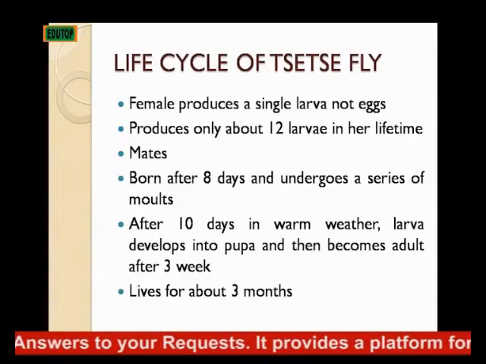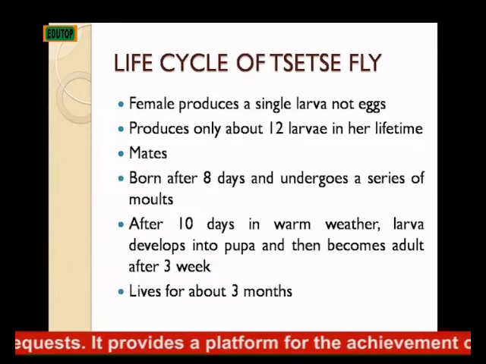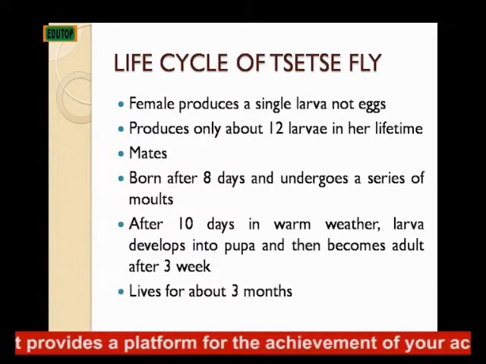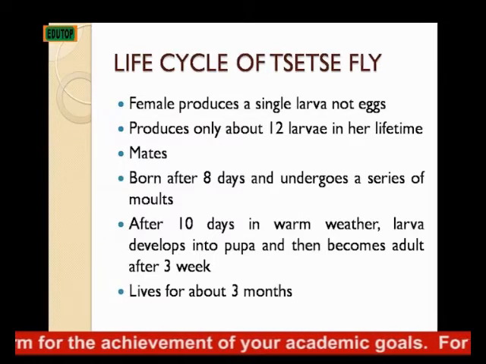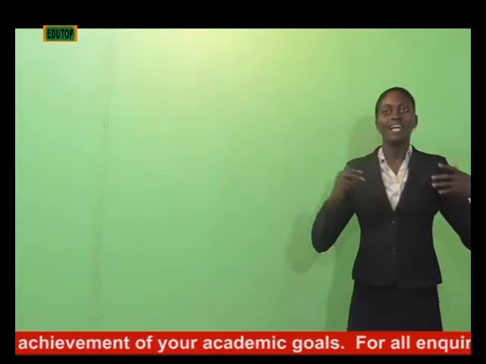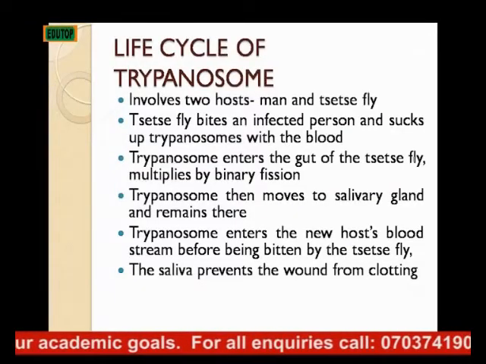But what you have in tsetse fly is from larvae into pupa, then to adults. That's an incomplete metamorphosis. Then the tsetse fly lives for about 3 months. The life cycle of Trypanosome involves 2 hosts, man and tsetse fly.